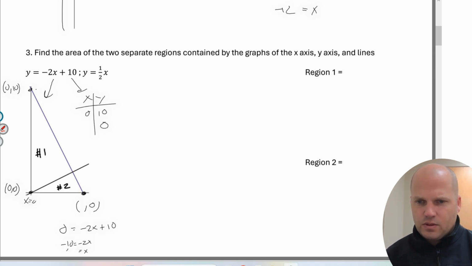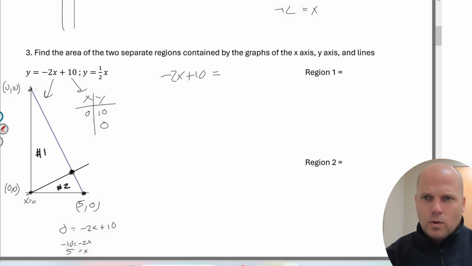I get x equals 5 after dividing. 5, 0. And then I have this other very important point where the two lines intersect. Two lines will intersect when their y coordinates equal each other for a certain x coordinate. We will find the intersection by setting them equal to each other, and add two x's to both sides.